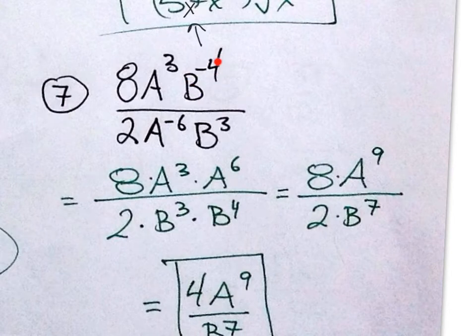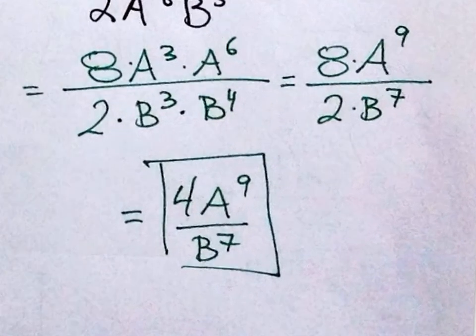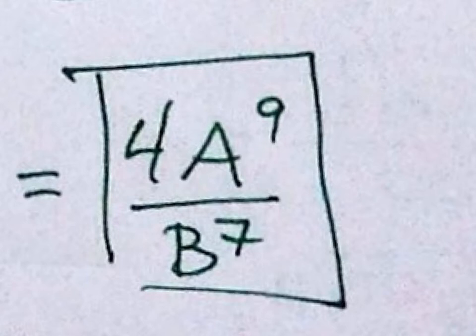Here I'm taking the b to the negative fourth and moving it down, and a to the negative 6 and moving up, so they become positives. And then we're combining, so we're multiplying bases, add the exponents, multiply bases, add the exponents, and lastly 8 divided by 2 is 4 in the numerator. Voila! Okay, next page, let's see.